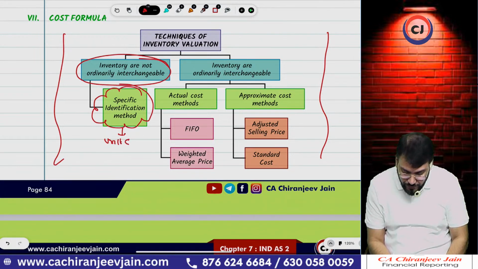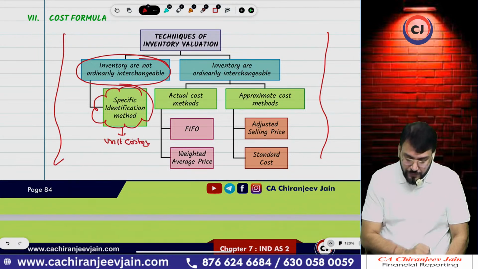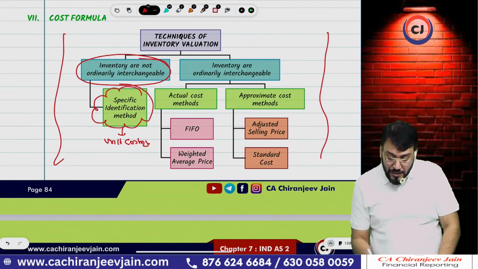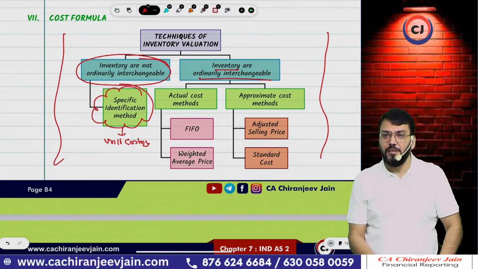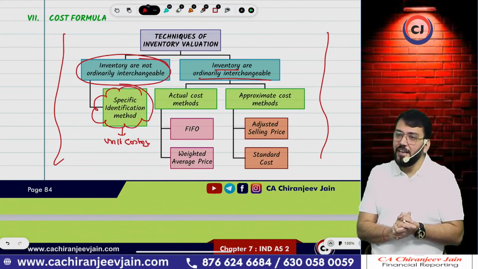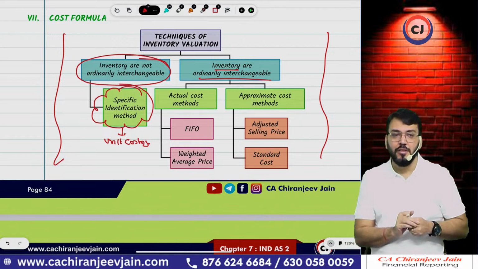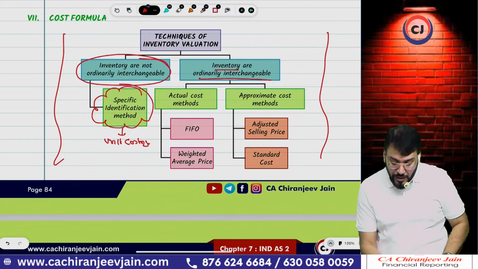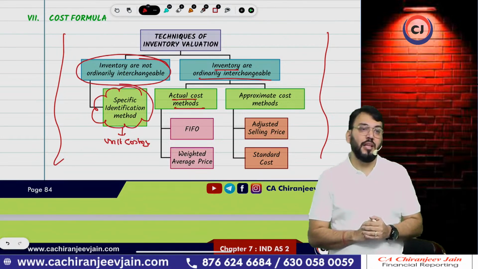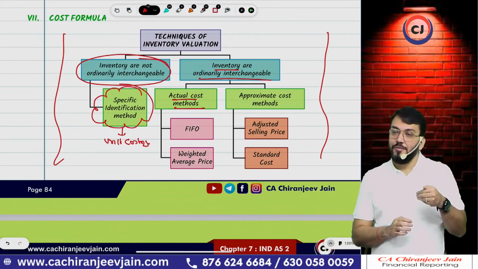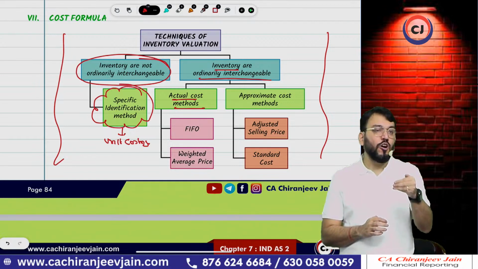We call it unit costing as per the information given in the question. But inventories which are ordinarily interchangeable, means similar units, homogeneous units, in that case there are two situations. Can you find out the actual cost price? If yes, if the actual cost price is determinable, then apply either first in first out method or weighted average cost price method.